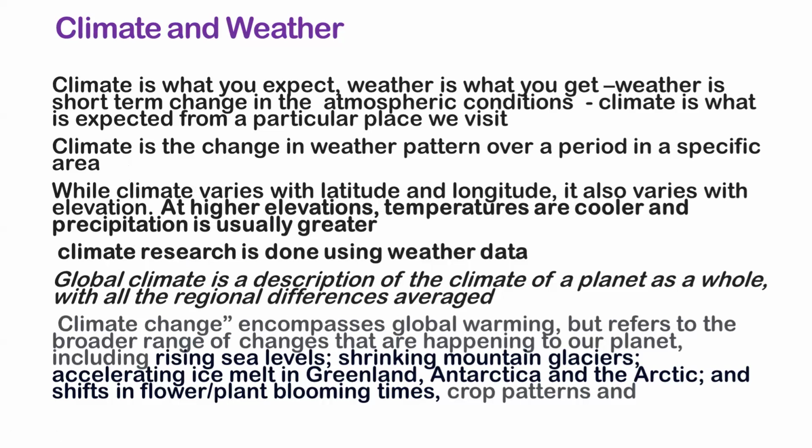The rule is that for every 100-meter increase in elevation, a 1 degree temperature drop occurs. How many of you have come across that measurement? That's 1 degree Celsius. When you go up 100 meters, you can expect a 1 degree drop in temperature.